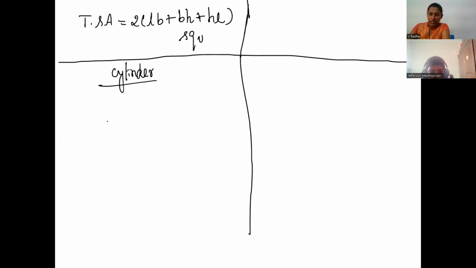Now the cylinder is the shape. So top and bottom have a circle shape. Correct. 3 faces: top and bottom, and the side is a CSA. Here CSA means only the rolling portion.